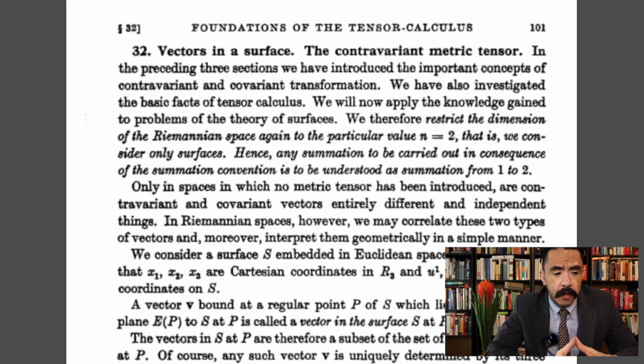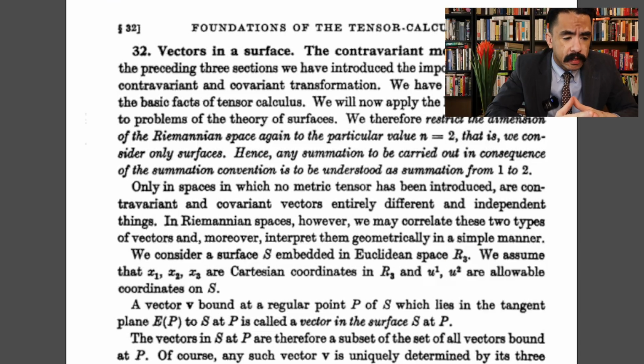Hence, any summation to be carried out in consequence of the summation convention is to be understood as summation from 1 to 2. Only in spaces in which no metric tensor has been introduced are contravariant and covariant vectors entirely different and independent things. In Riemannian spaces, however, we may correlate these two types of vectors and, moreover, interpret them geometrically in a simple manner. We consider a surface S embedded in Euclidean space R3.